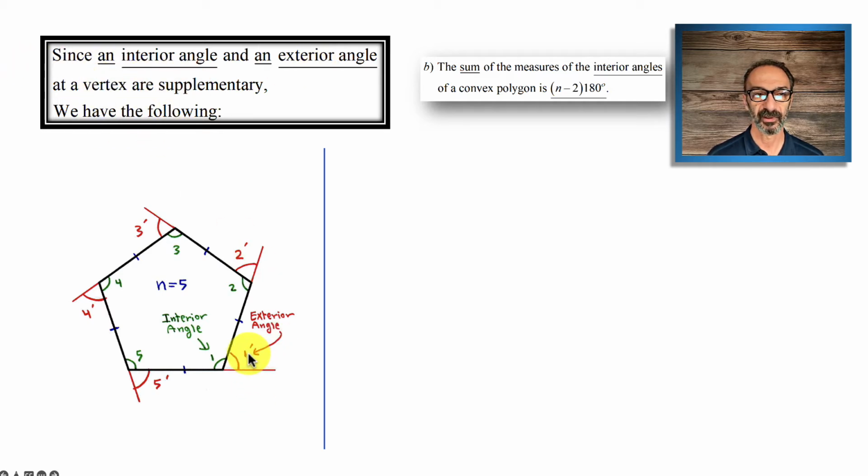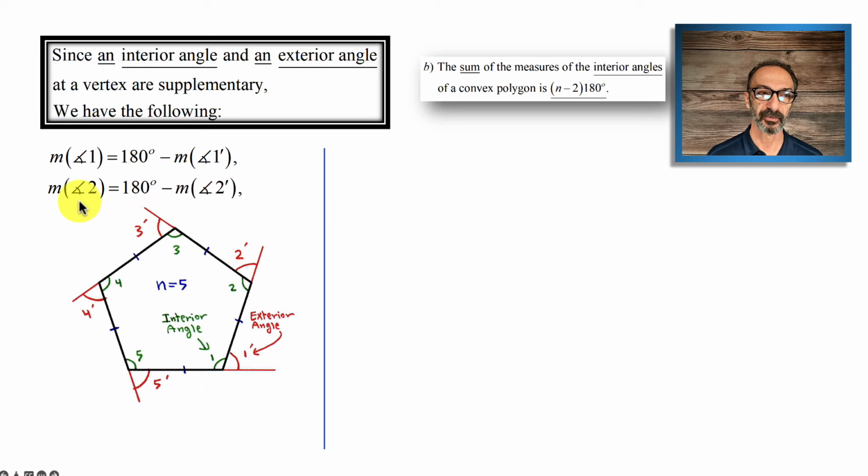We have the following. Look at 1 and 1 prime. I think they form a straight angle, which is 180 degrees, because we were extending this side of the polygon. So they both add up to 180. What does that mean? It means that the measure of angle 1 will be 180 minus the measure of 1 prime, the exterior angle. Same thing applies for 2. The measure of angle 2 is 180 minus the measure of angle 2 prime.